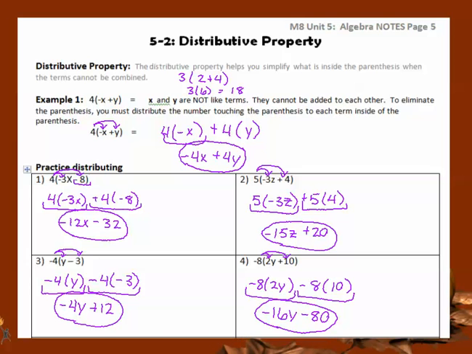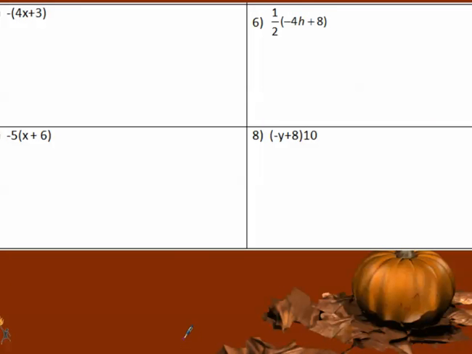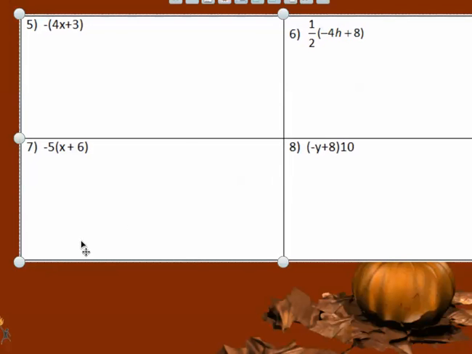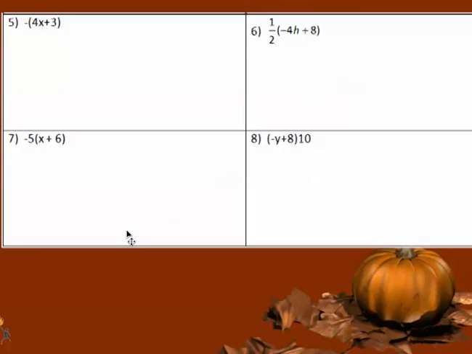Now, let's look at some below on this worksheet, because some of them are kind of tricky. Let me shrink this up a little bit so you can see what number we're looking at.